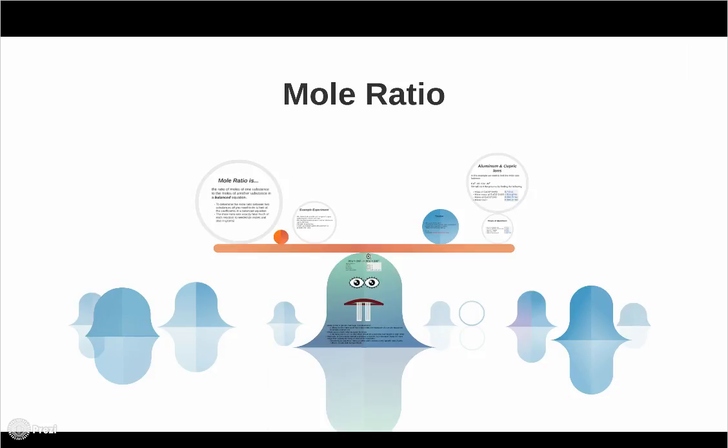So today we're going to talk about mole ratio, and as the name implies, it is a ratio of moles within a chemical reaction. So here we have a little mole and a bunch of other moles on each side of the reaction, and there is a specific ratio between the moles of these reactants and these products, as well as a reactant to another reactant. So, what is mole ratio exactly?